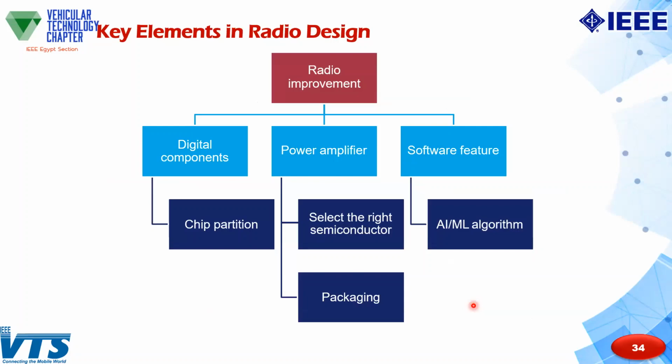Key elements in radio design. If you are using a radio environment, you have to think about digital components, power amplifiers, and software features. From the perspective of digital components, you have to use chip partition. For the power amplifier, which right semiconductor to be used, and packaging. For the software features, you have to use AI and its family in order to get the suitable algorithm for your software feature.